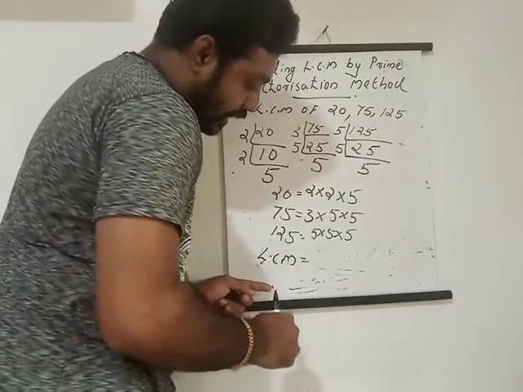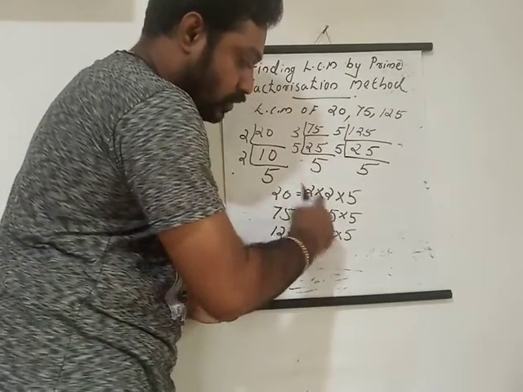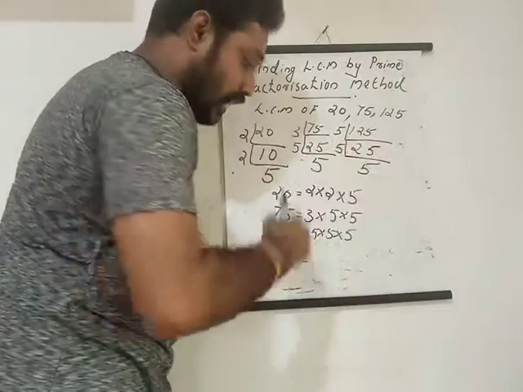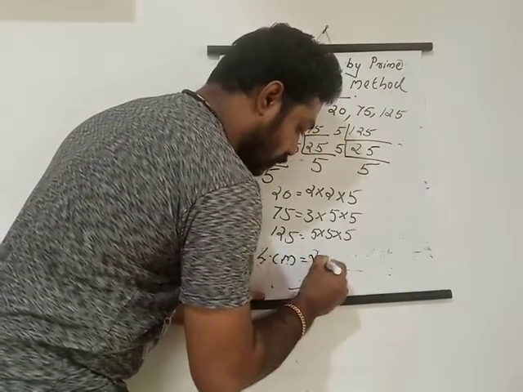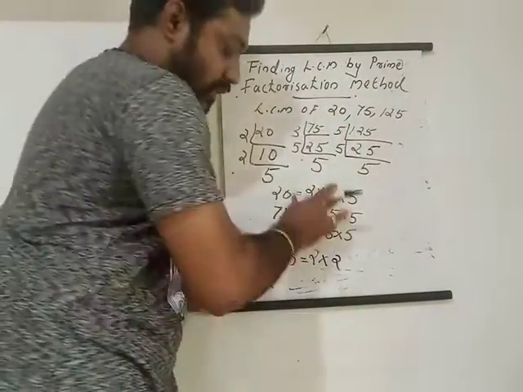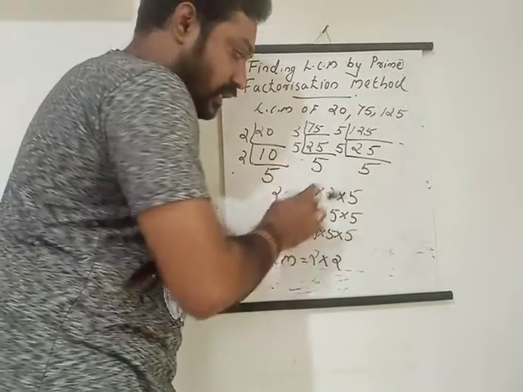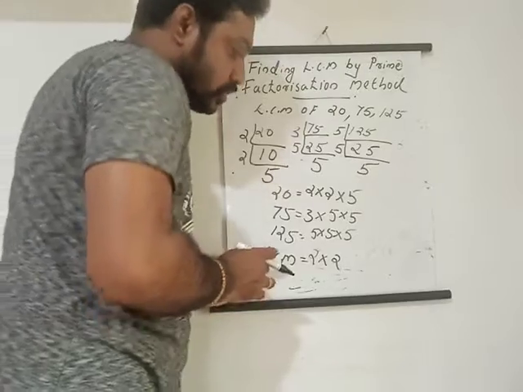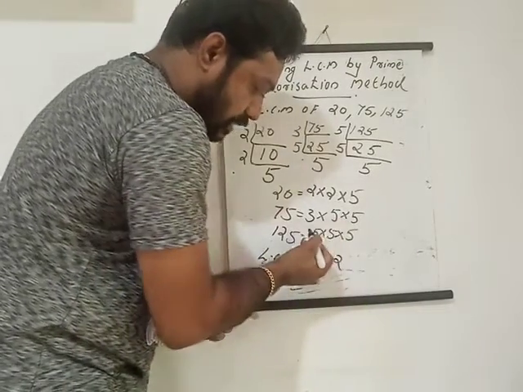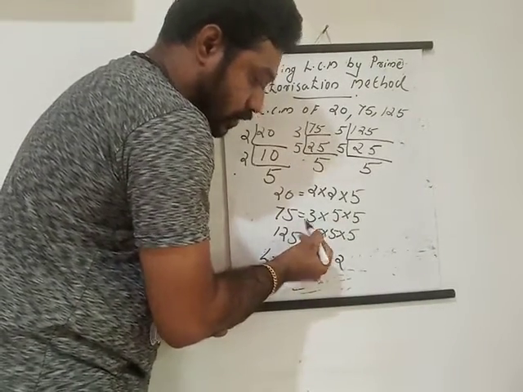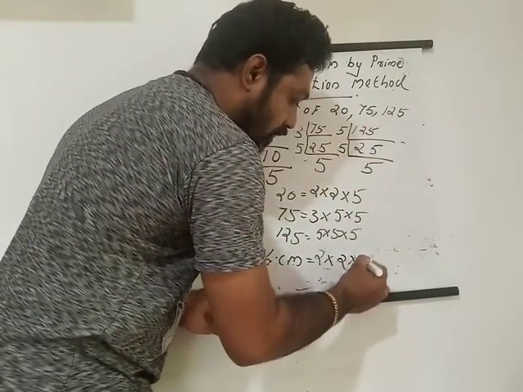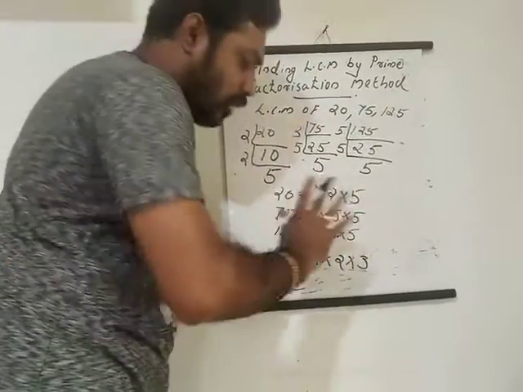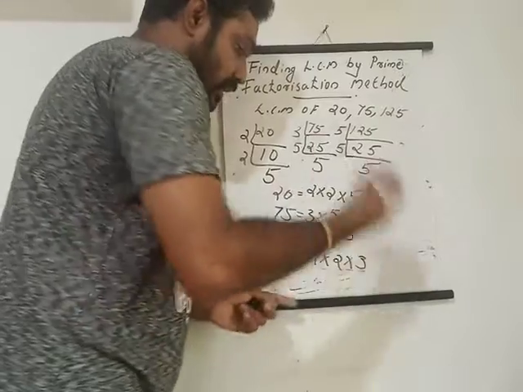We have to take first 2. 2 is here only, isn't it? 2 repeats 2 times, so we have to write 2 into 2. Next number is 3. 3 is only here, repeating one time, and that one we have to write. If a 3 is there, you must write it. And the next one is 5.